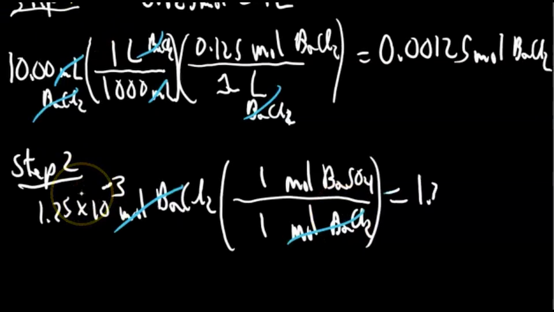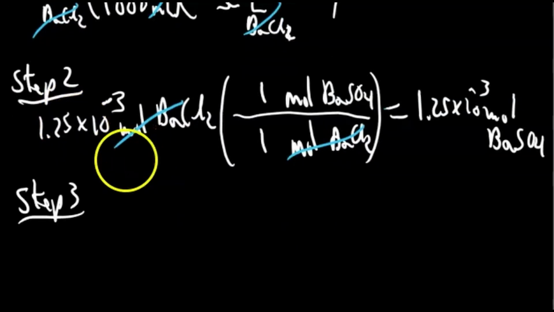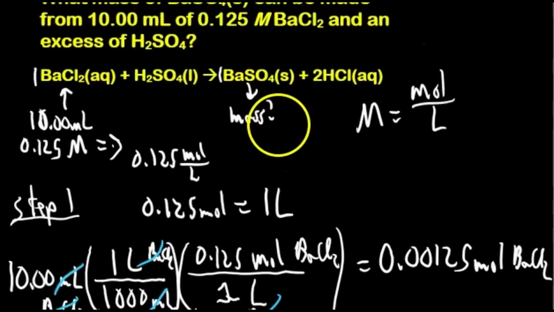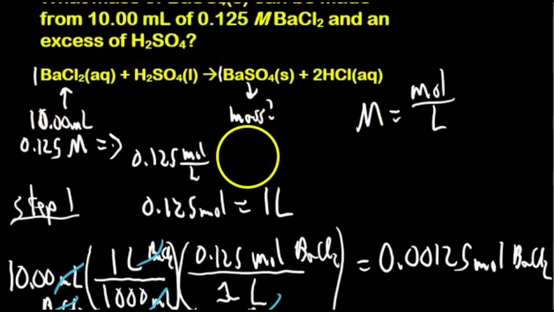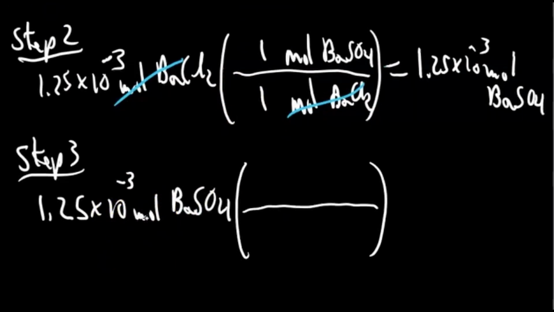So this is the same number, 1.25 times 10 to the negative 3 moles of BaSO4, barium sulfate. Now step 3, we want the units of the desired, so we'll take the answer from the previous step, 1.25 times 10 to the negative 3 moles of BaSO4. Now we want to go from moles of BaSO4 to units. And what are our units? Oh, it's mass. So we want mass. So we've got to convert from moles to mass.